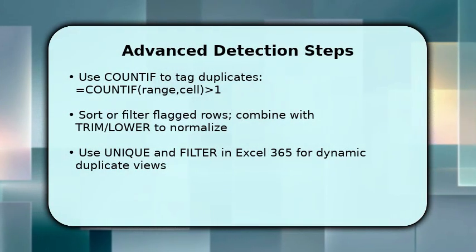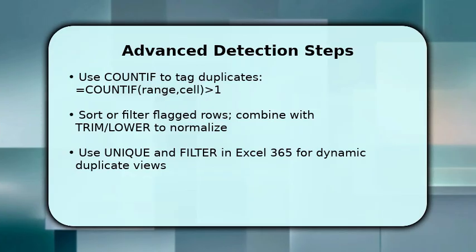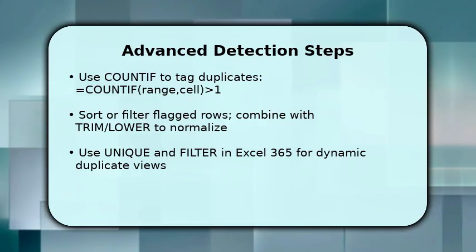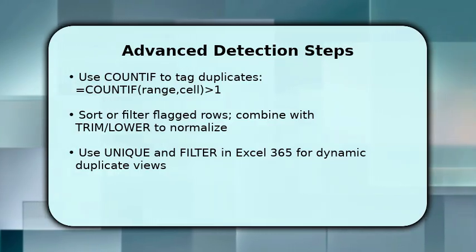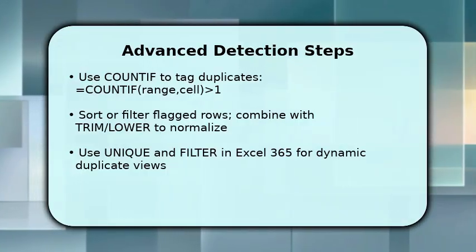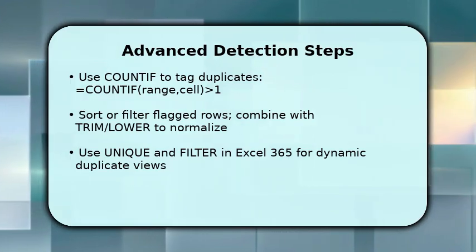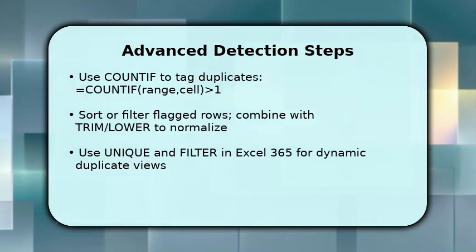Once you've visually identified candidates, create a helper column and enter a COUNTIF formula to label duplicates. For example, equals COUNTIF, $A21. This shows why rows repeat and lets you filter them quickly. Also normalize data first. Use TRIM to remove extra spaces and LOWER to standardize case, because formatting differences mask duplicates.